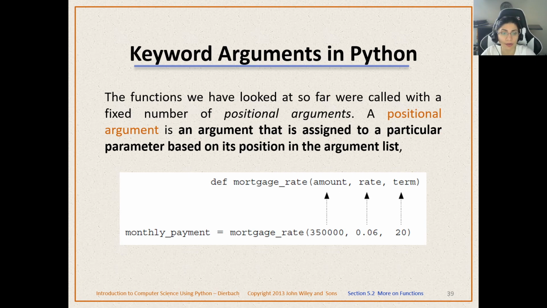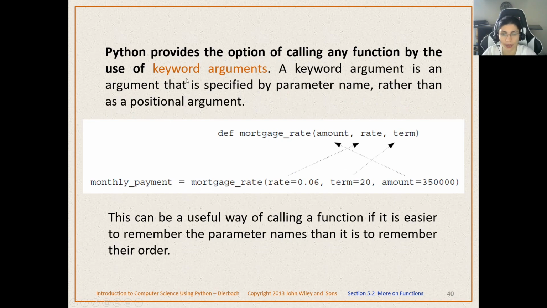There are other ways that you can do it, and the other way that I'm going to talk about is the keyword arguments. A keyword argument is an argument that is specified by parameter name rather than as a positional argument. So if you know the name of your parameters, you can directly assign values to those parameter names. Okay, so if you have a function mortgage rate and you have three different parameters and you know what you call them, you can assign values to those parameters and forget about their position.